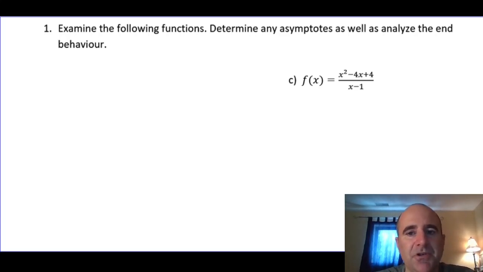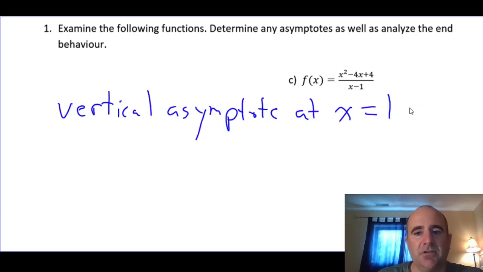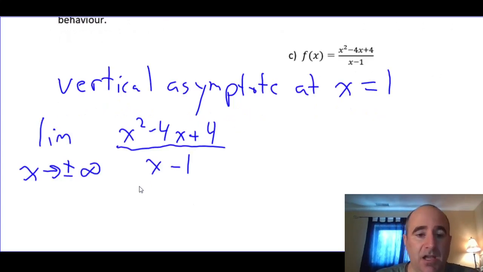The other thing I'm going to notice right away is there's definitely going to be a vertical asymptote at x equals 1. Now the end behavior, or the limit as x approaches positive or negative infinity. So again, one way to solve this would be to start plugging in very large numbers for x. So starting with 10,000 and maybe 100,000, and then the same thing with negative 10,000, negative 100,000, and seeing what you get.